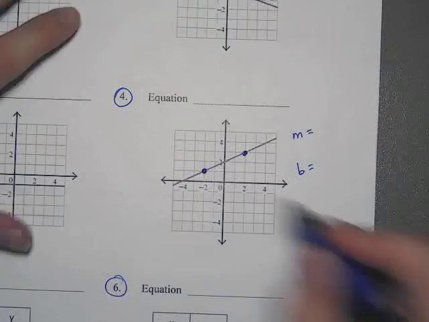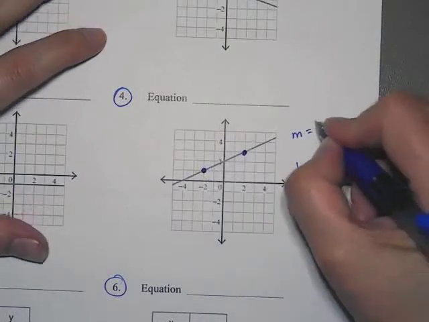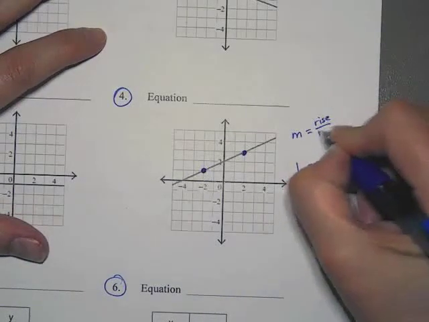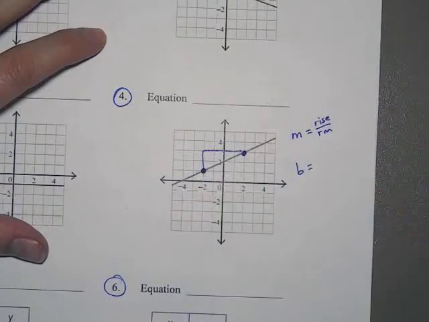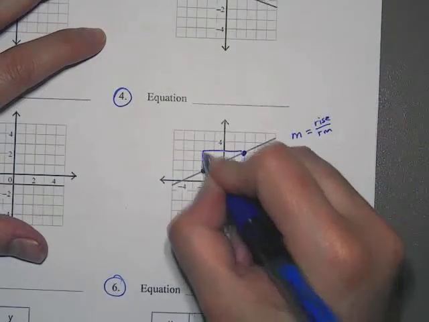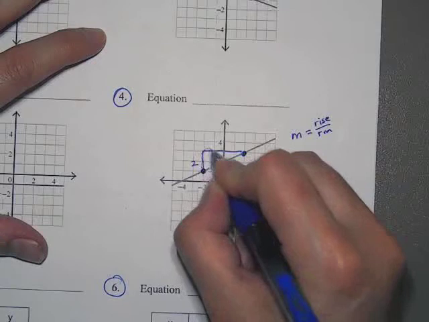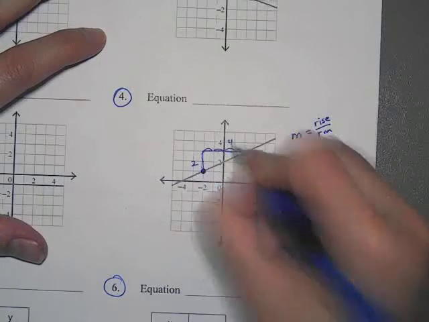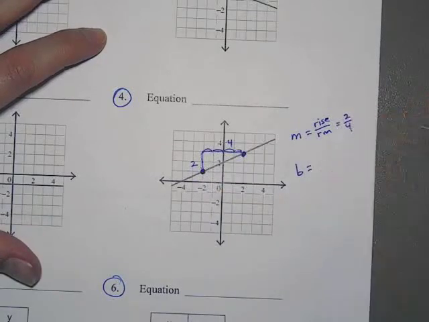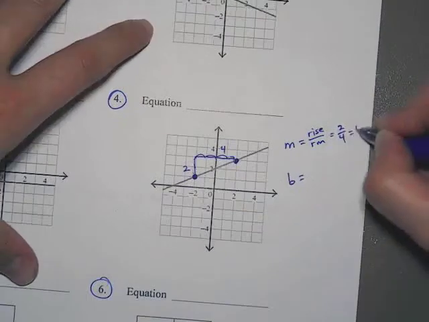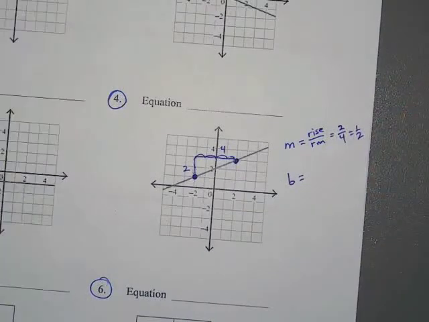When we're finding slope from a graph, we think of it as rise over run. So this is where we make our little triangle, and we look at rise. This one is up 2, and run is 1, 2, 3, 4. So rise over run is 2 over 4, which we can reduce to 1/2. If you don't remember to reduce, that's okay, but we can reduce that to 1/2.